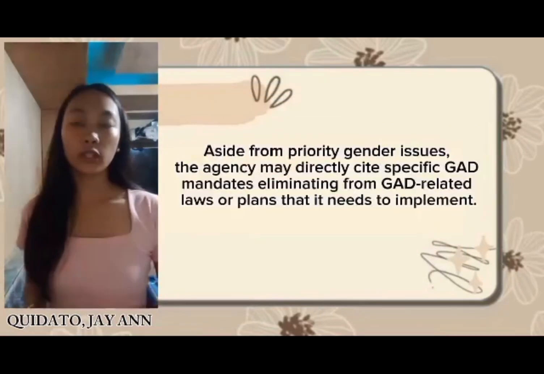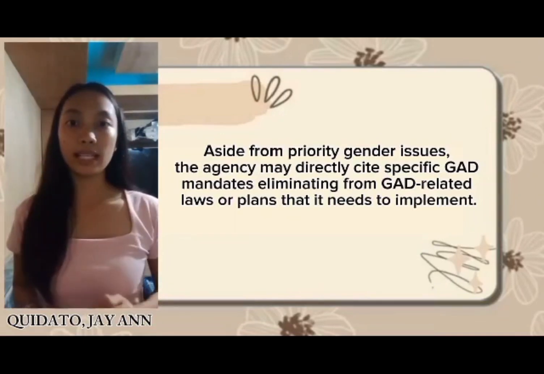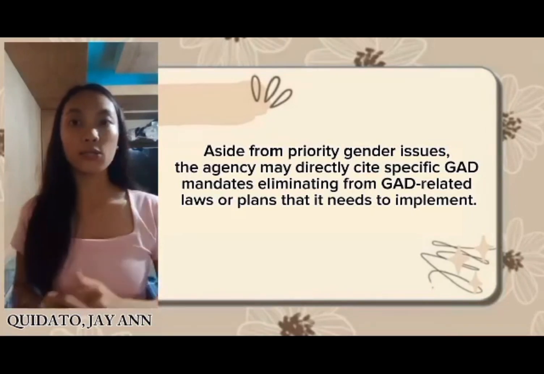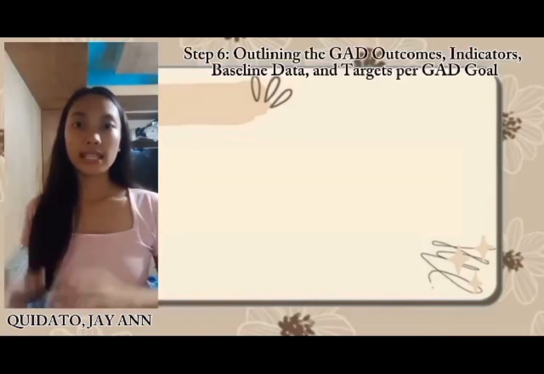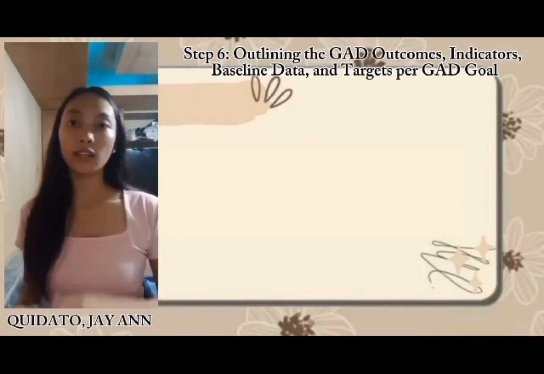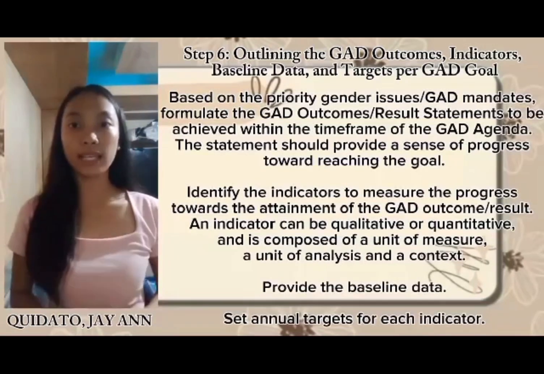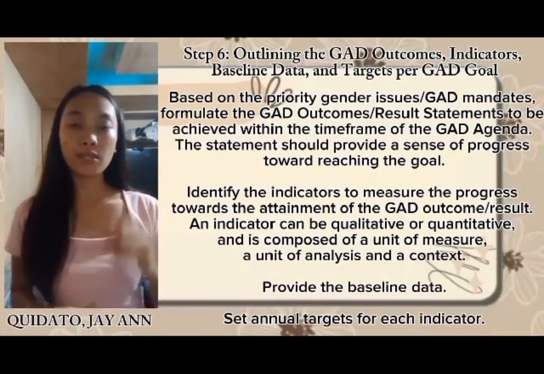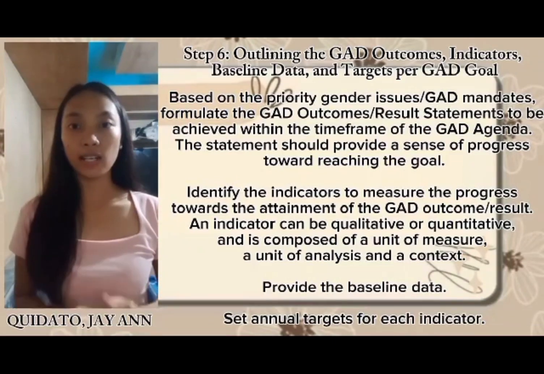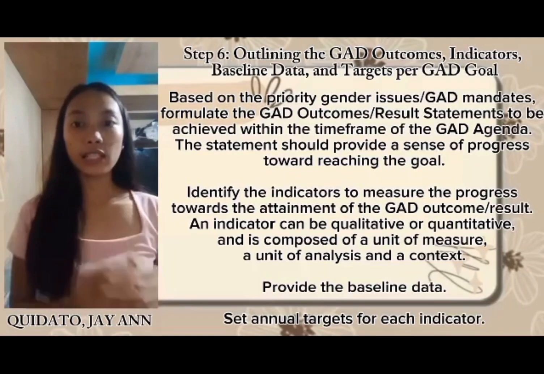So aside from priority gender issues, the agency may directly cite specific GAD mandates emanating from GAD-related laws or plans that it needs to implement. So next, step 6, outlining the GAD outcomes, indicators, baseline data, and targets per GAD goal. So based on the priority gender issues or GAD mandates, formulate the GAD outcomes or results or statements to be achieved within the time frame of the GAD agenda.